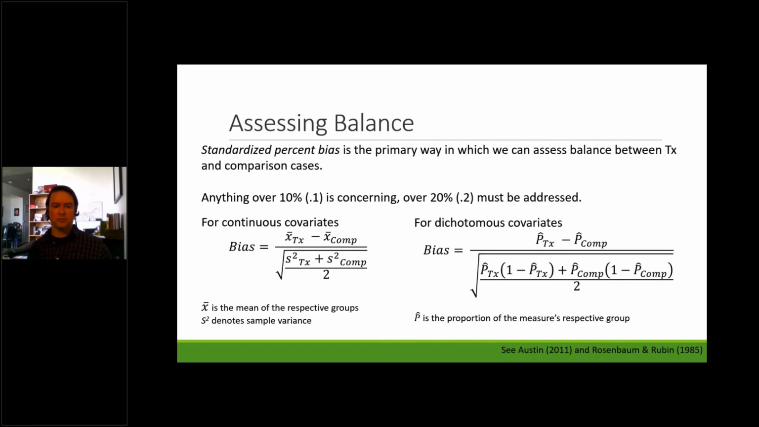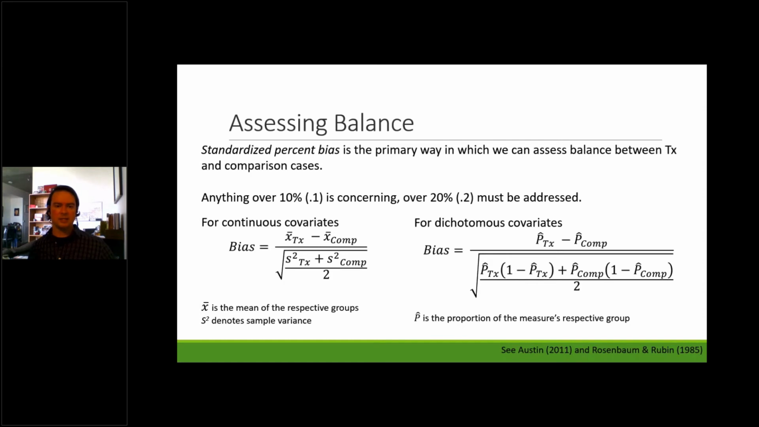I provide you the formulas here for continuous and dichotomous measures so that you can construct them on your own if you like. That's what I tend to do: I'll manually put these into an Excel file so that I can plug in whatever numbers I need and adjust my typical balance metrics that I report, because I'm not always a fan of what's provided.